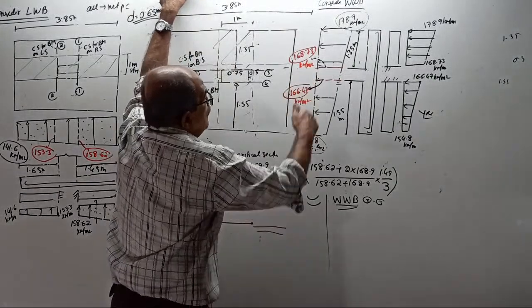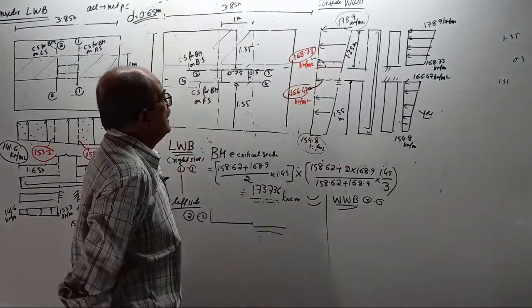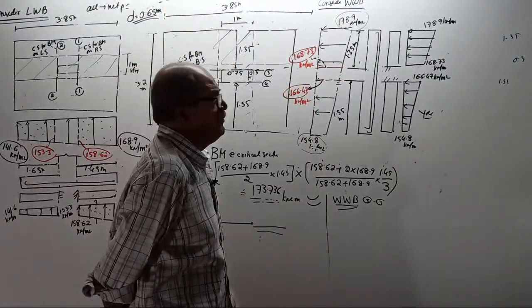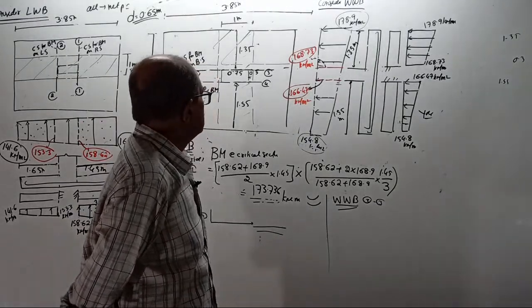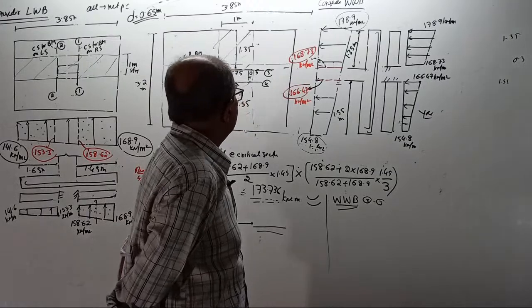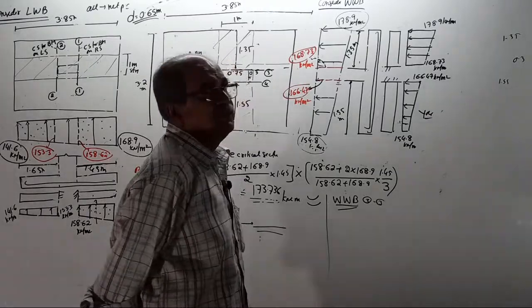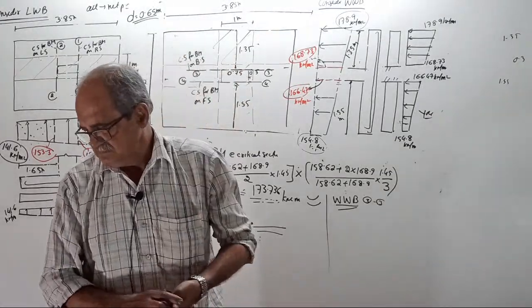Look at this side. Bending moment here. 166.47 plus 154.8 divided by 2 into 1.55 into bracket 166.47 plus twice of 154.8 divided by 166.47 plus 154.8 into 1.55 by 3. Calculate fast.